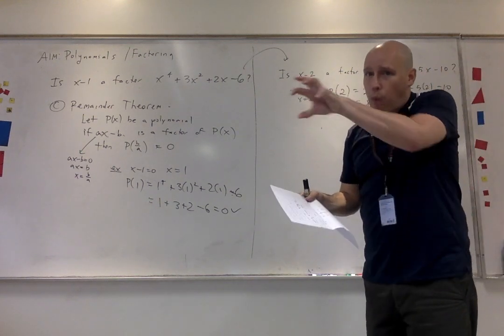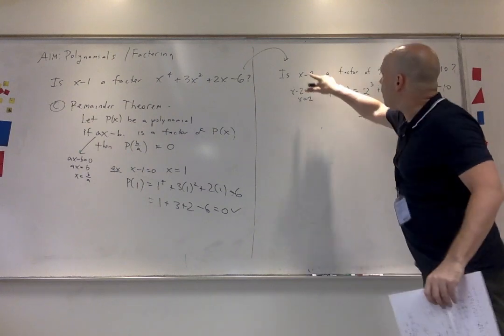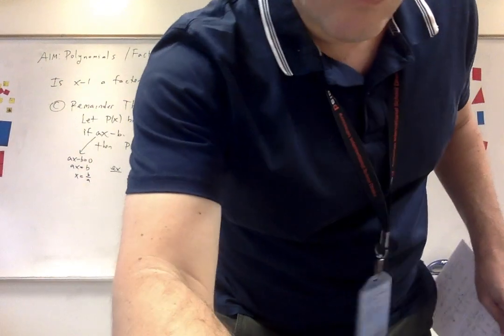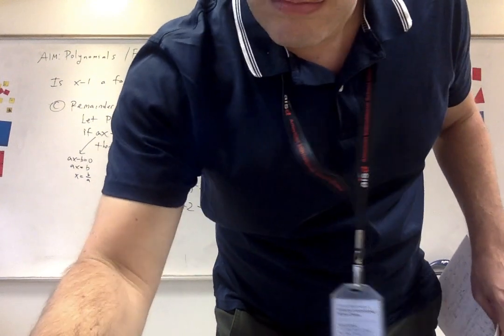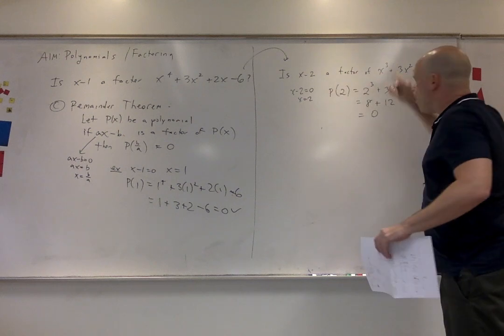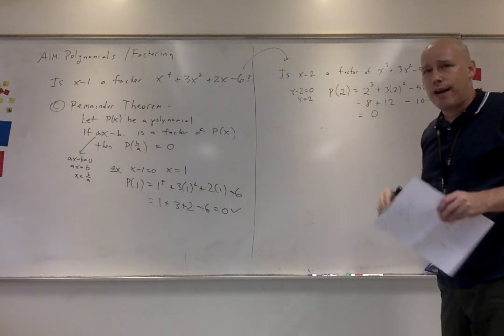It doesn't give us what the other breakdown is. We know it's linear times quadratic, which gives me a cubic. We know that. I just don't know what that quadratic is.